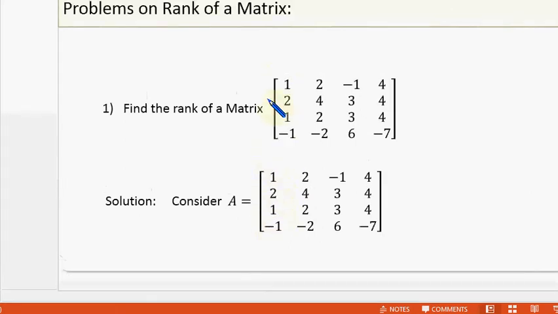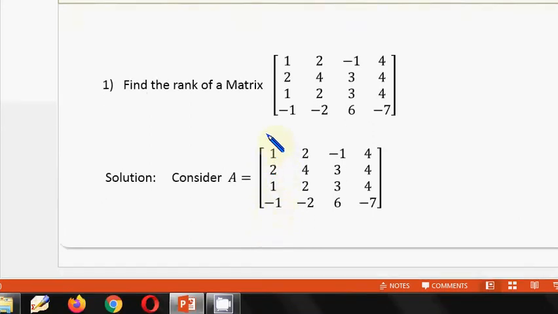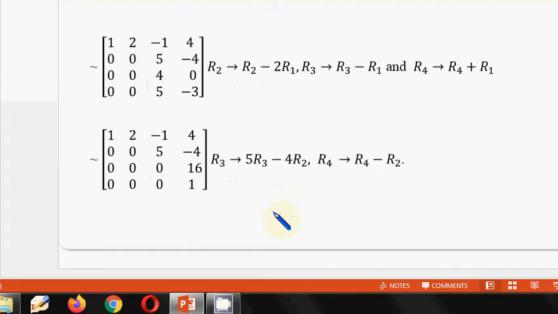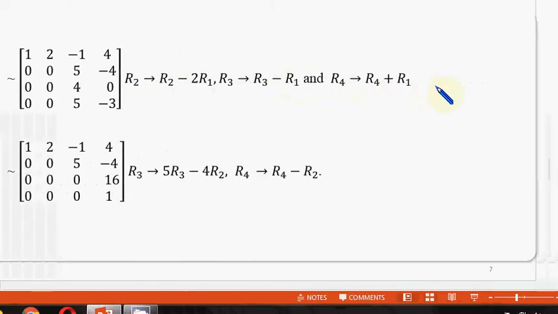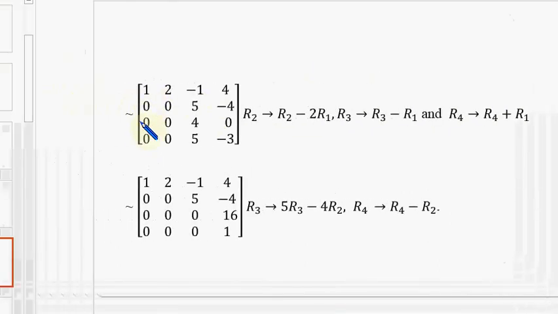We can observe that the elements below the leading element are made 0 by using only R1, not R2 or R3. So we operate: R2 is R2 minus 2R1, R3 is R3 minus R1, and R4 is R4 plus R1. Therefore the elements below the leading element are 0.